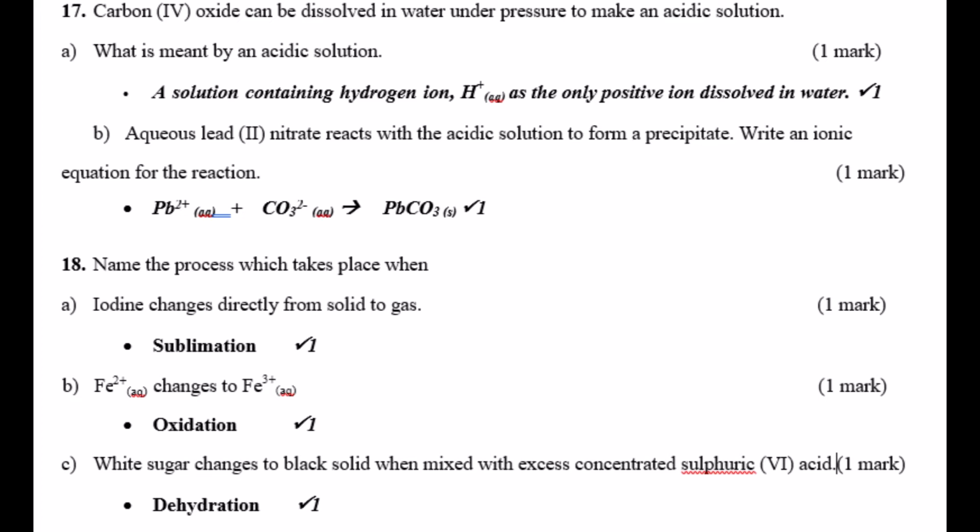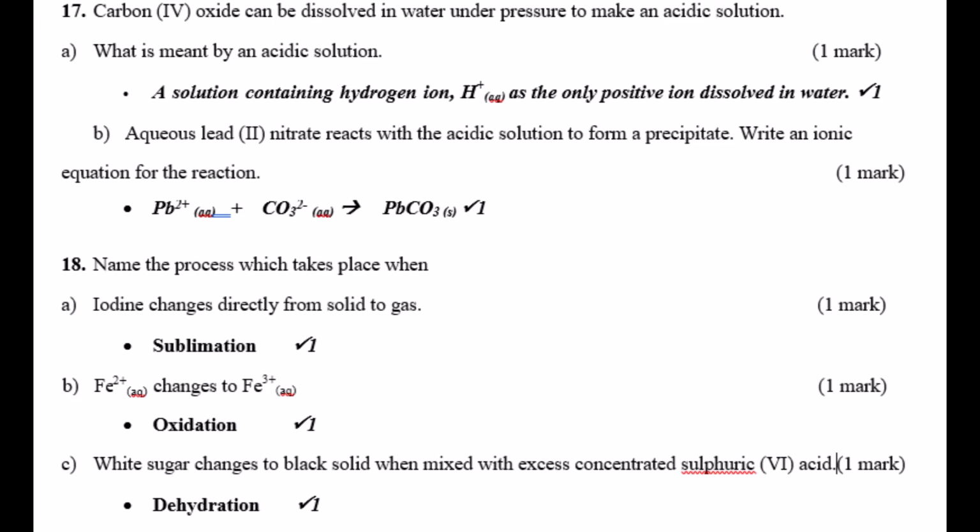The ionic equation for the reaction between lead-2 nitrate and what we call the carbonic acid, it is the lead-2 ions from the salt combining with the carbonate from the carbonic acid to get the insoluble lead-2 carbonate. The equation is given.